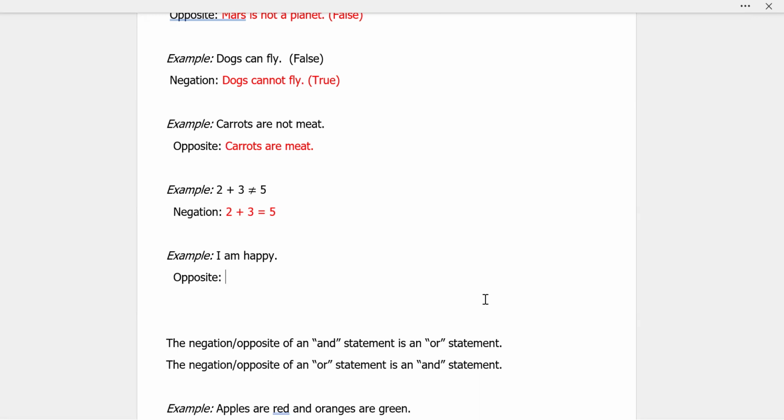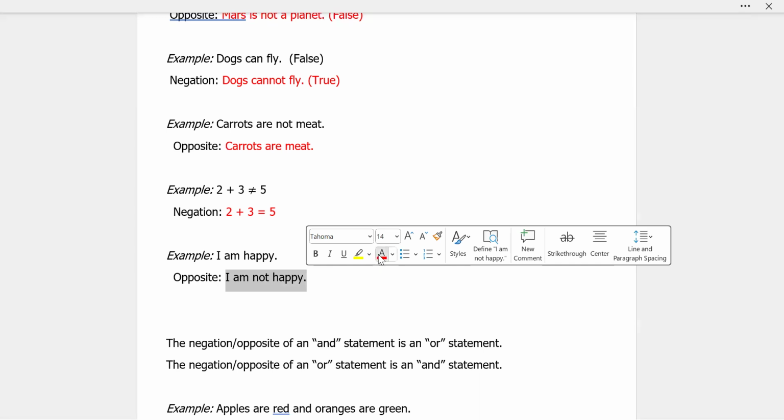So I'm sitting here working, doing math. Teaching math is my job. So while I like it, I'm not really happy, but I'm not unhappy either. So I'm neither. So the opposite of I am happy is I am not happy. Don't mistake the opposite of happy to be unhappy.